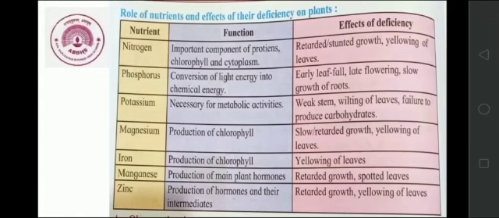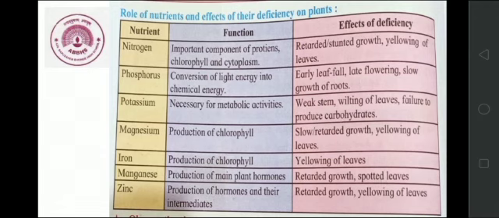As you know, we need energy to do work. To get energy, we need food. All we eat have some nutrients. Different nutrients have different functions. Some are necessary for metabolic activities, some are necessary for production of hormones, etc. Like humans, plants also need nutrients. Now let's learn about role of nutrients and effects of their deficiency on plants.